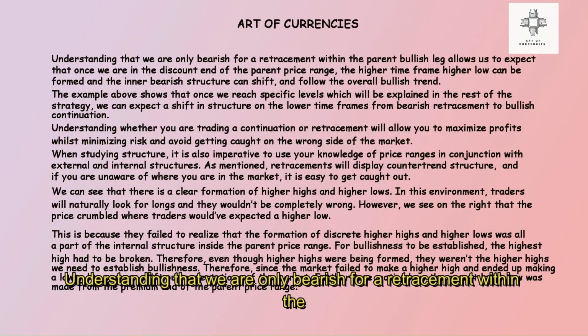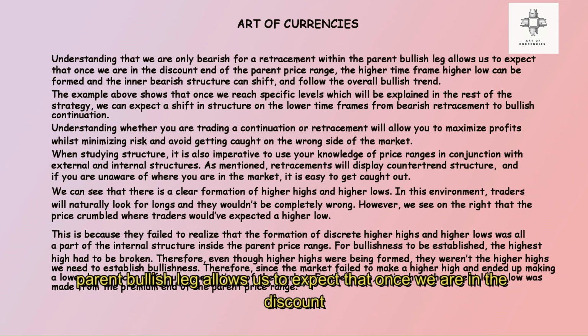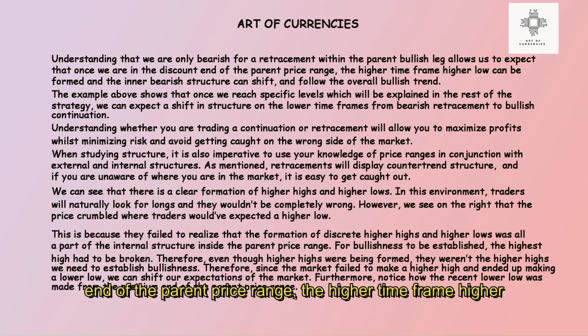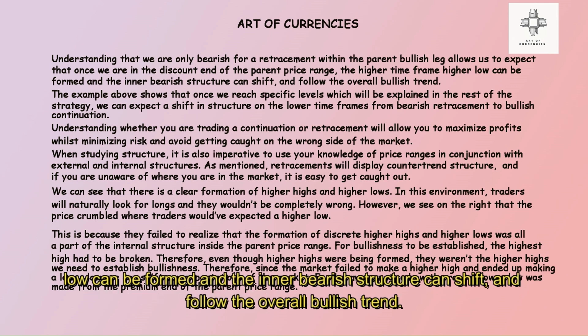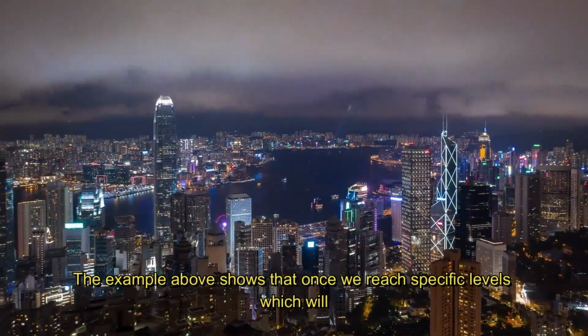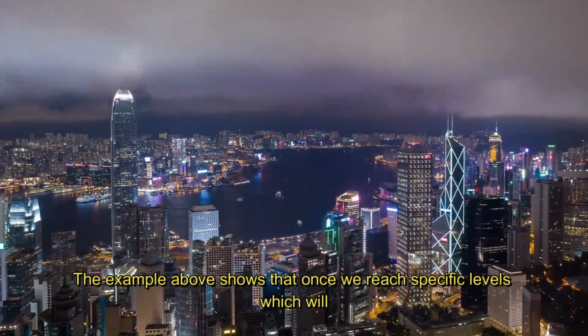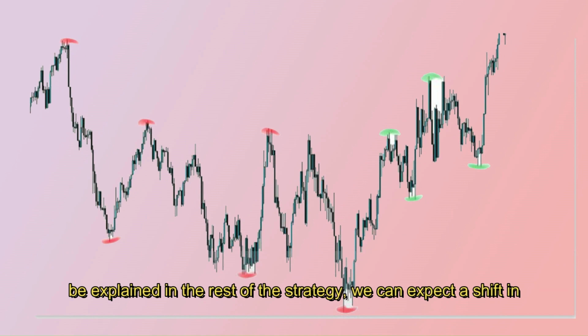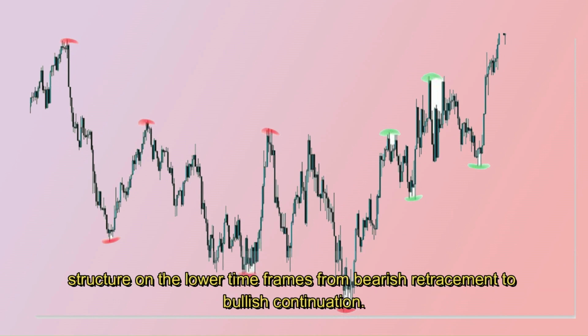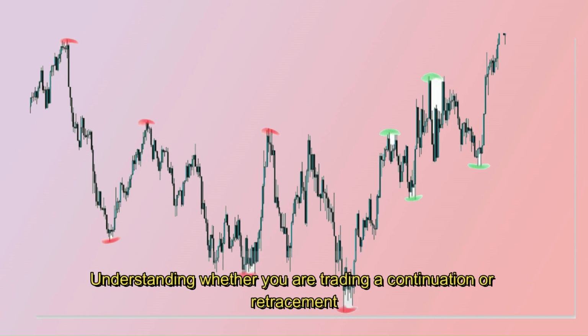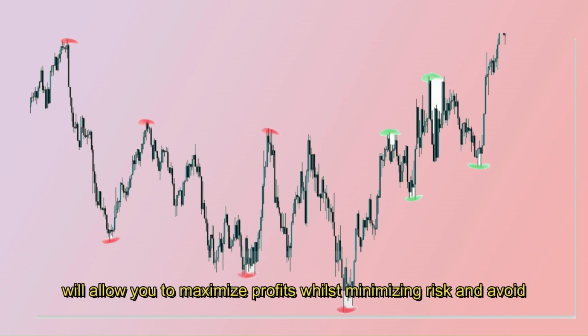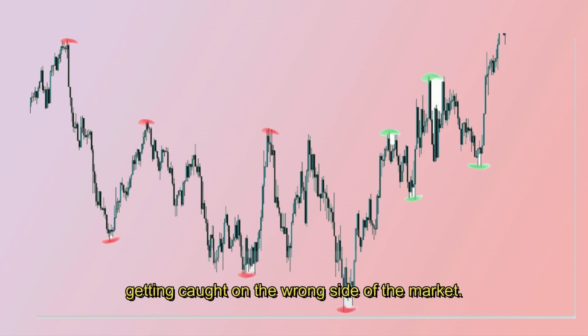Understanding that we are only bearish for a retracement within the parent bullish leg allows us to expect that once we are in the discount end of the parent price range, the higher time frame higher low can be formed and the inner bearish structure can shift and follow the overall bullish trend. The example above shows that once we reach specific levels, which will be explained in the rest of the strategy, we can expect a shift in structure on the lower time frames from bearish retracement to bullish continuation. Understanding whether you are trading a continuation or retracement will allow you to maximize profits whilst minimizing risk and avoid getting caught on the wrong side of the market.